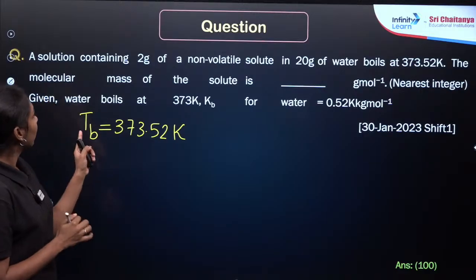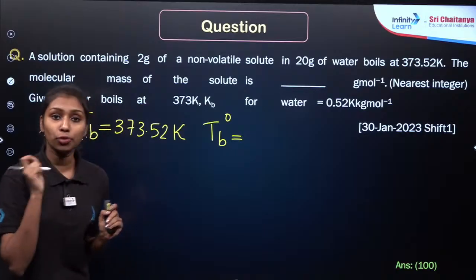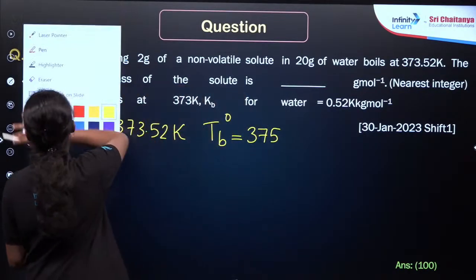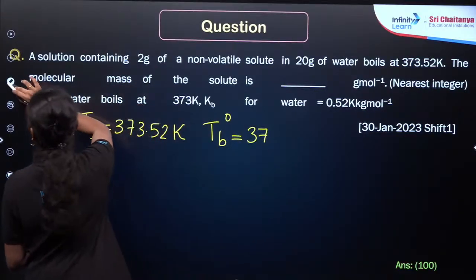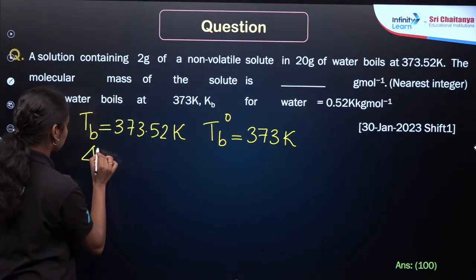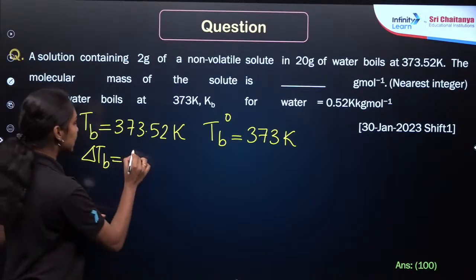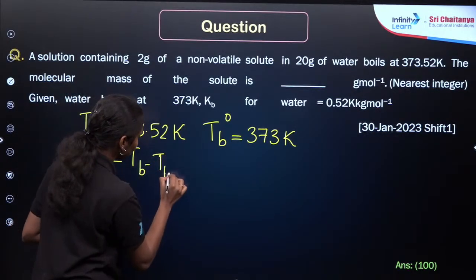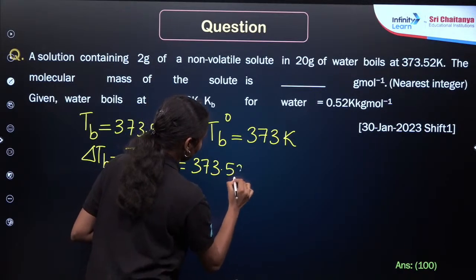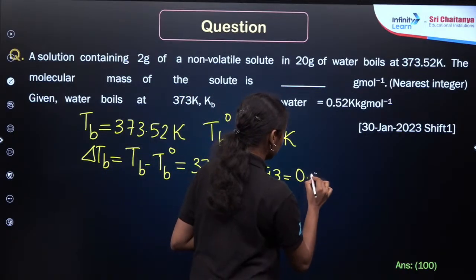Then the TB naught value, that is the pure solvent value, is given as 373 Kelvin for water, right? So how we can find out the delta TB value here? So delta TB is equal to TB minus TB naught, right? Don't get confused with the values given here. So 373.52 minus 373 is equal to 0.52 Kelvin, right? 0.52 Kelvin.